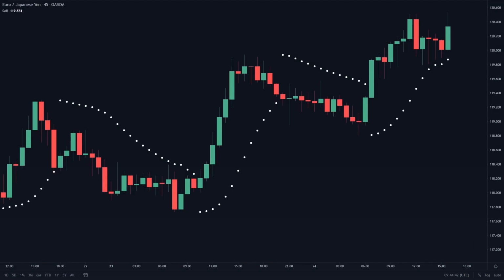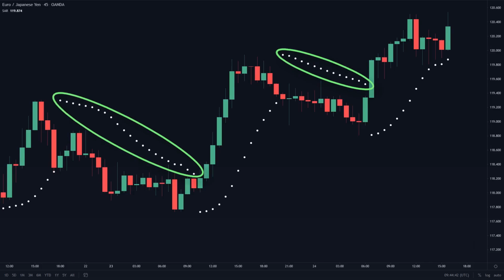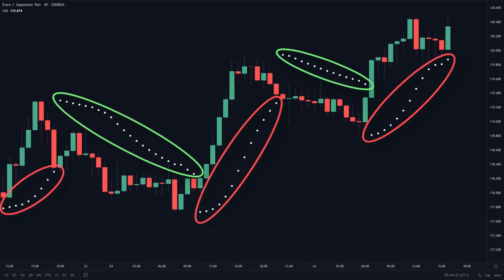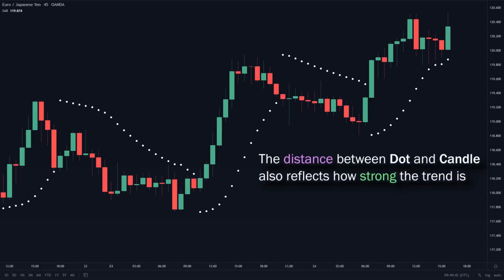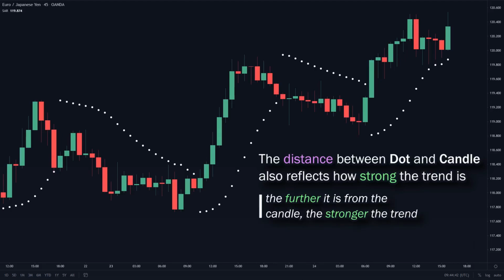Immediately, you'll see multiple dots that are positioned either above or below the candle. And the way we analyze the market using this indicator is actually very simple. If the dots are positioned below the candle, it indicates that the current market is on an uptrend. And if the dots are positioned above the candle, it indicates that the current market is on a downtrend. The distance between the dot and the candle also reflects how strong the trend is. The further it is from the candle, the stronger the trend.